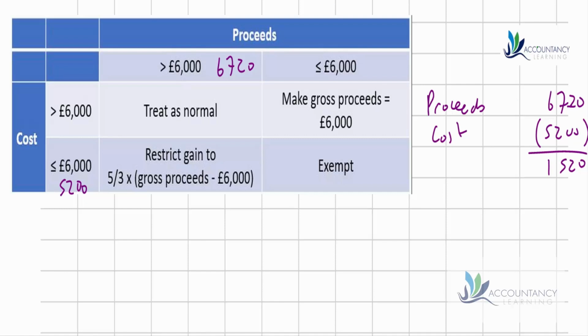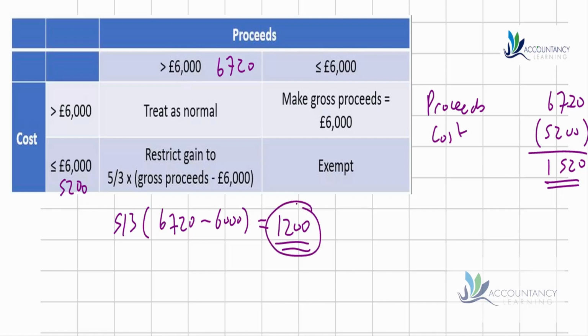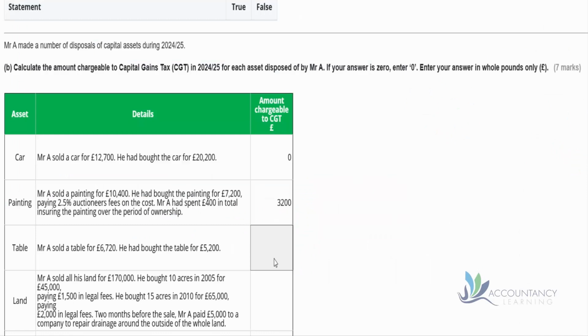Now let's do the same calculation using the restriction. So it's going to be 5/3 multiplied by the gross proceeds of 6,720 minus 6,000, which equals 1,200. So in this case, the restricted amount is lower than the unrestricted amount, so we're going to have an answer of 1,200.